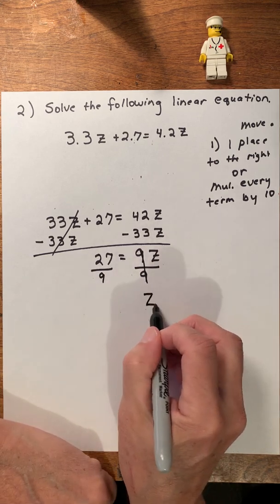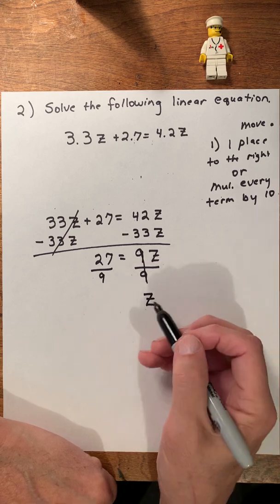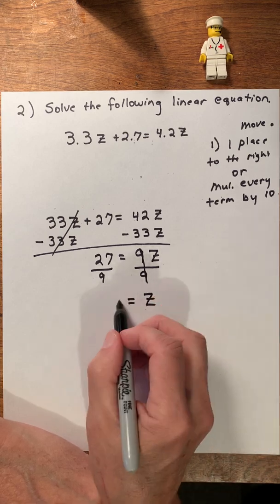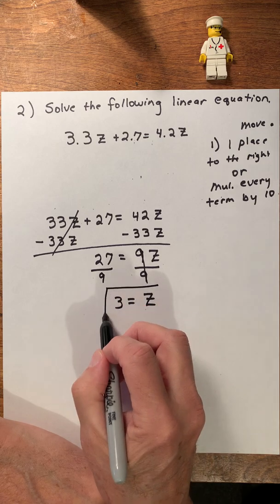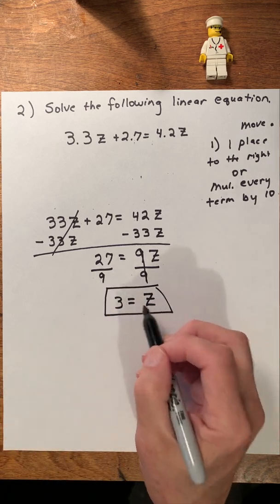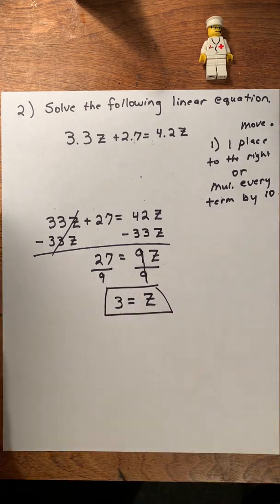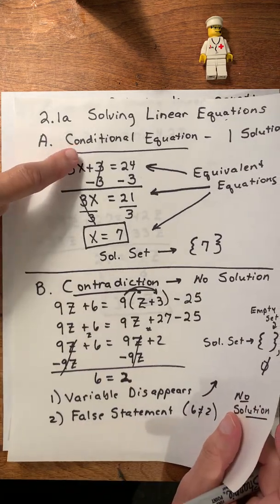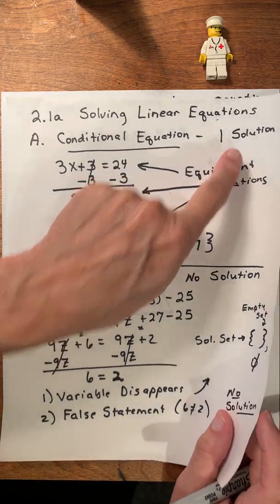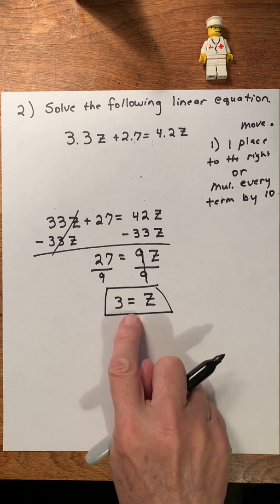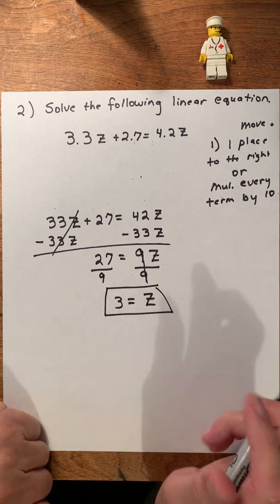That gives me z. Don't put 1z, just put z. Less confusing. Z is 3. Hey, this is what we called a conditional equation, right? A conditional equation has one solution. And my one solution here is z equals 3.